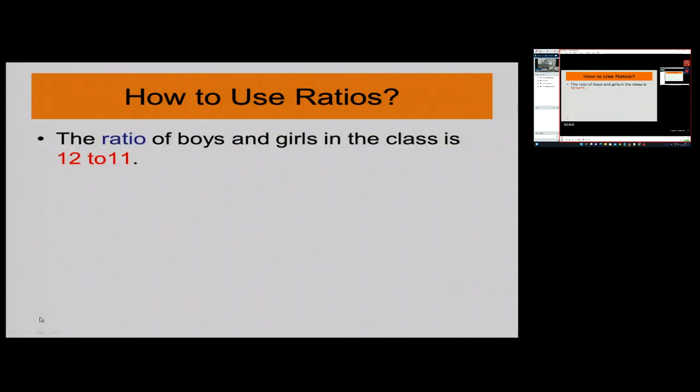Next. Now, how to use a ratio. Now, let us have this one. The ratio of boys and girls in the class is 12 to 11.